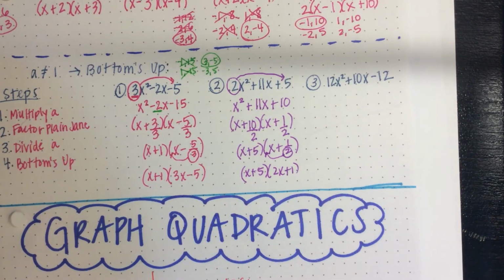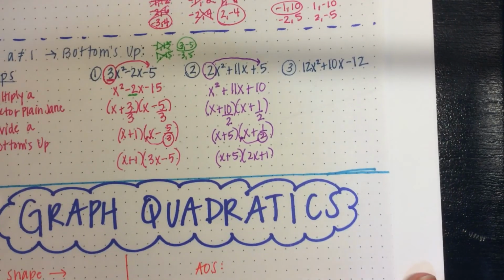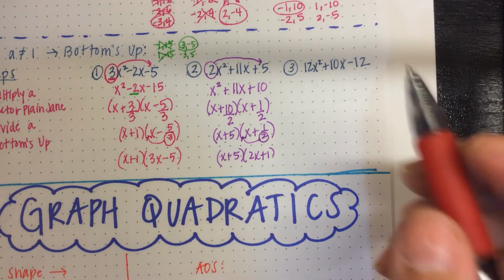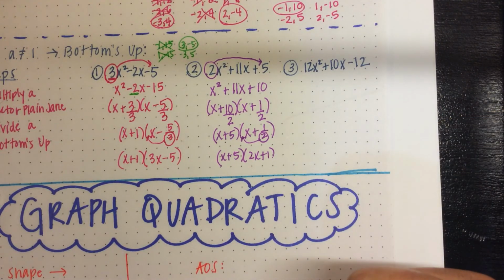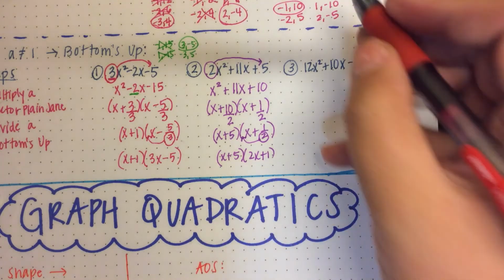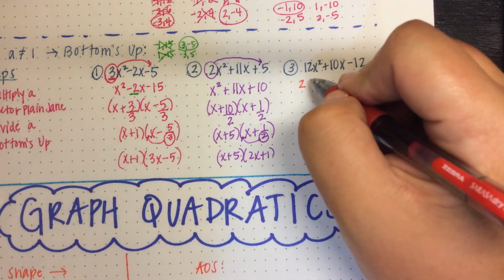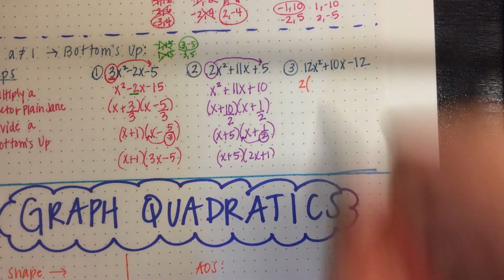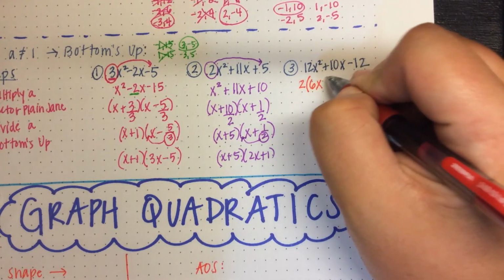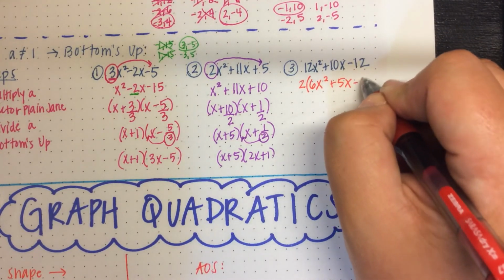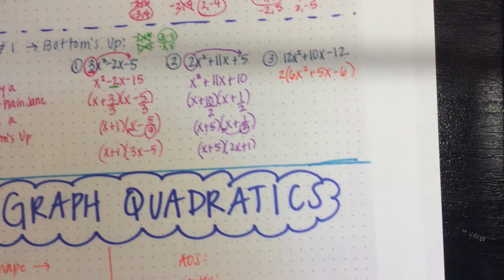Okay, let me change colors again for our third one. All right, so for our third one, I do have a GCF. You've got to look for a GCF. All of these numbers are even, which means 2 goes into all of them. So the first thing I'm going to do is take out that GCF. Always, always, always. All right, so 12 divided by 2 is 6. 10 divided by 2 is 5. And then negative 12 divided by 2 is negative 6.